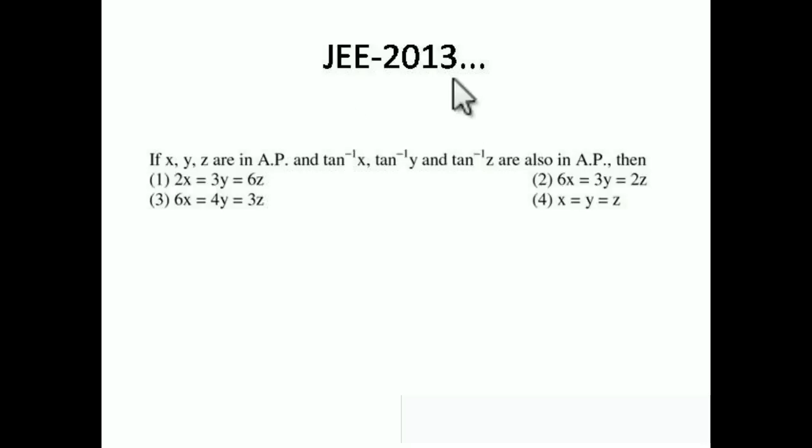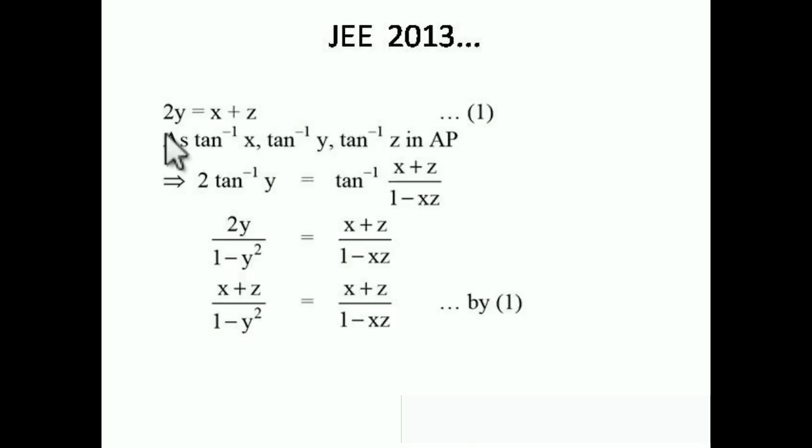It's asking JEE 2013, if x, y, z are in AP and tan inverse x, tan inverse y and tan inverse z are also in AP, then we have to find out the relationship among x, y and z. Okay, so if the three numbers are in AP, then we can say that the difference between them is equal. So y minus x is equal to z minus y. That means 2y is equal to x plus z. That's our first equation.